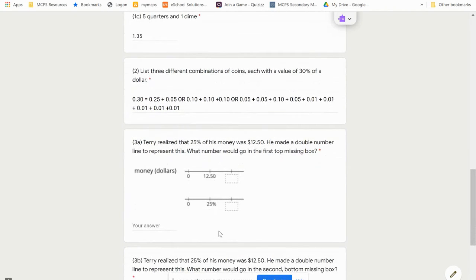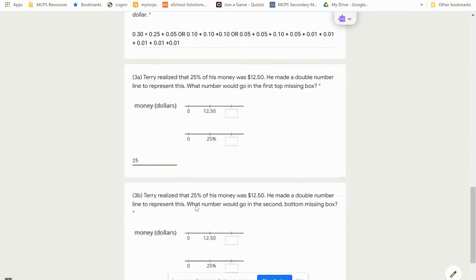Number 3, Terry realized that 25% of his money was $12.50. He made a double number line to represent this. What number would go in the first top missing box? I would put 25 because if I look here, I want to put the missing number here. If I double it, 12.50 plus 12.50 is 25.